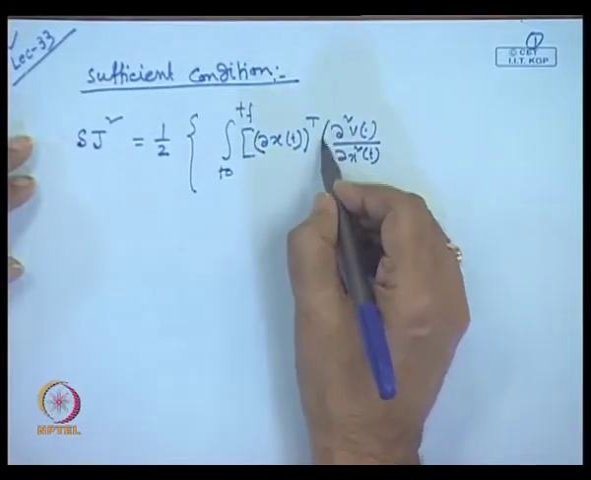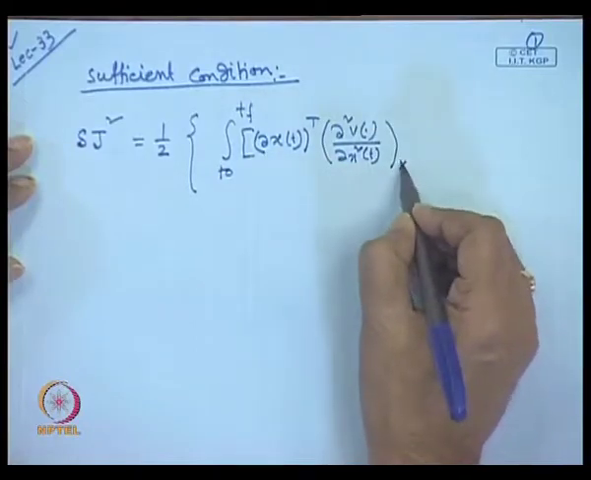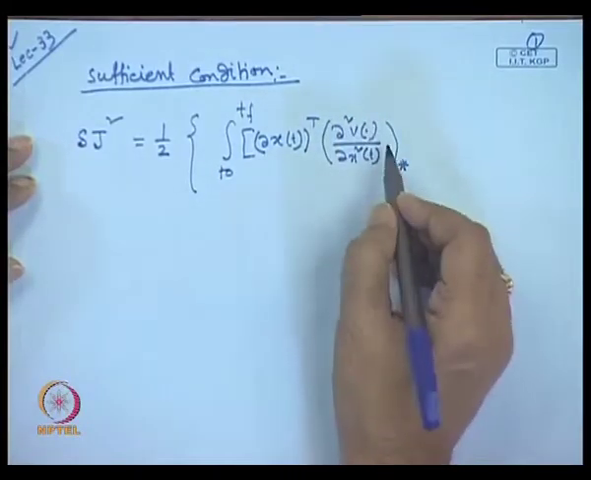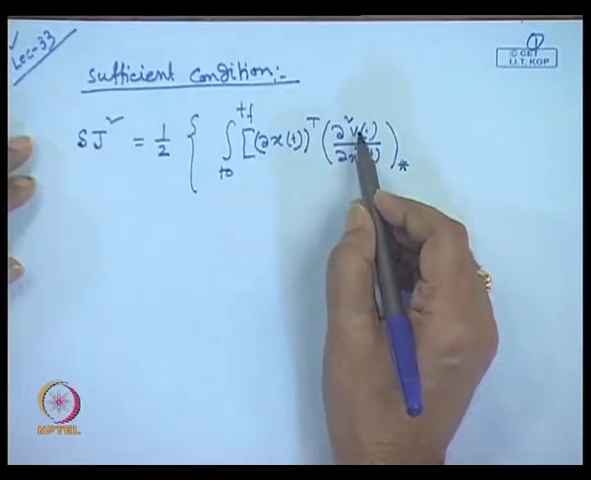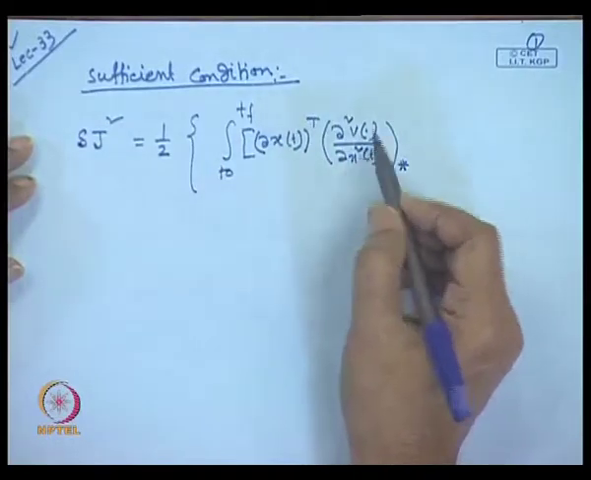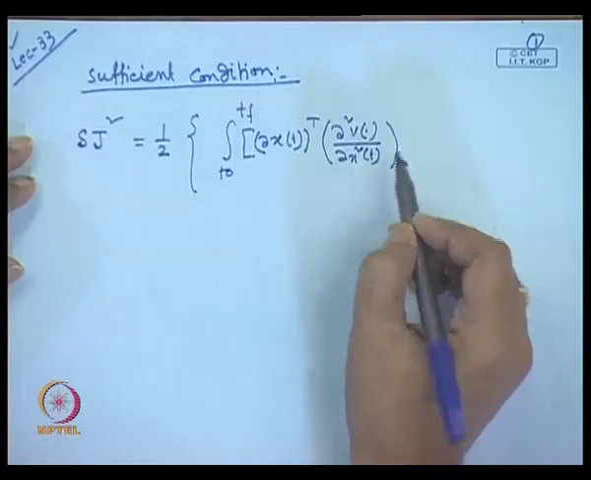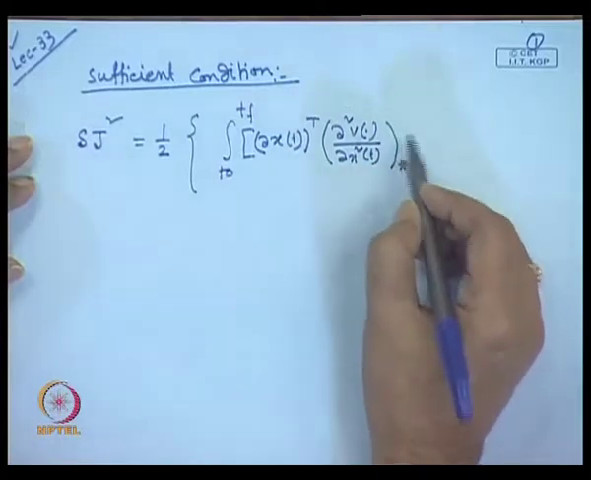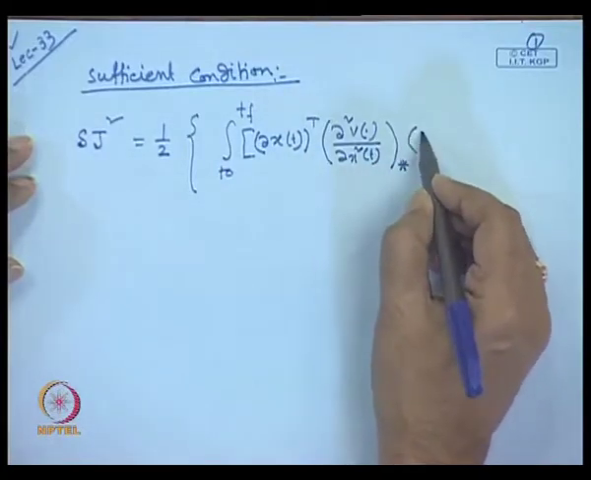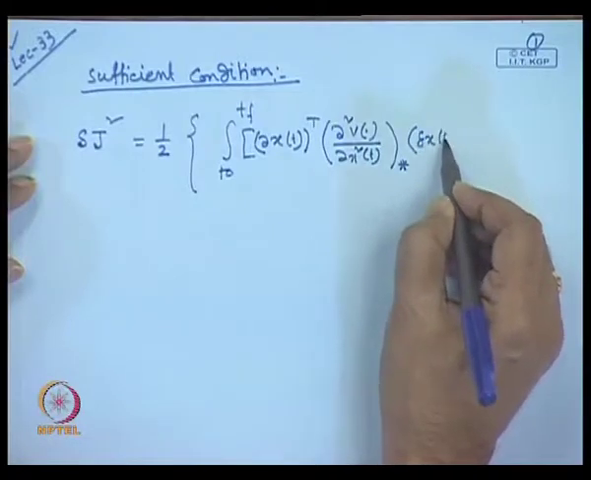This is a matrix, because we are finding the gradient of V with respect to x and again differentiating with respect to x. So this is the matrix, multiplied by delta x of t vector.